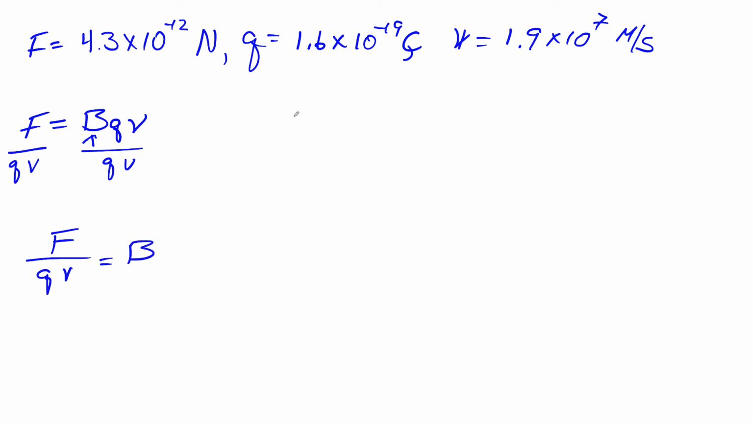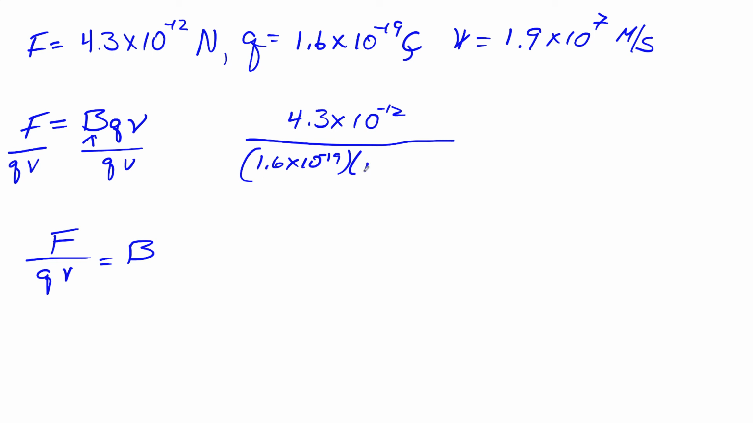Let's go ahead and substitute all the numbers in: 4.3 times 10 to the minus 12, divided by 1.6 times 10 to the minus 19, times 1.9 times 10 to the 7th. And that should give us our magnetic field B. So let's go ahead and do the mathematics.